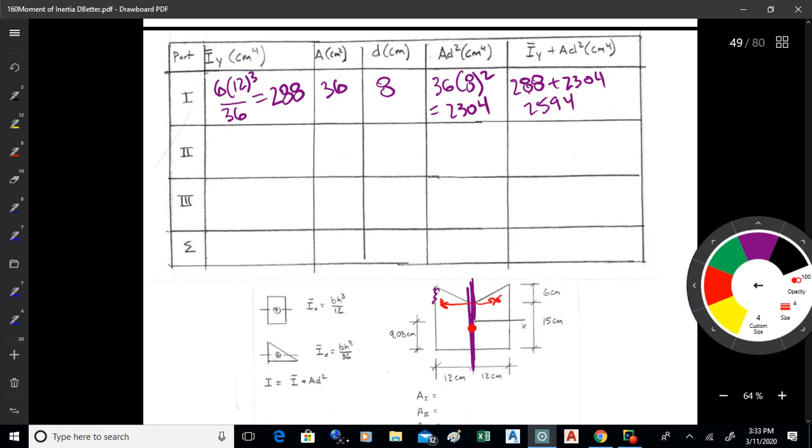I think it's 2,592. Really, we're having problems here, aren't we? Sorry. There we go. There we go. And then what do we got?